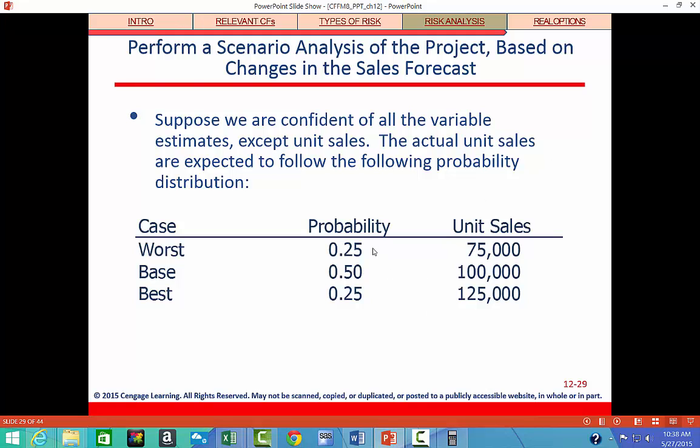And so in our worst case scenario, we're going to assume that unit sales were only $75,000 to start out with. And the best case scenario is that we sell $125,000, or I'm sorry, yeah, we sell 125,000 units.